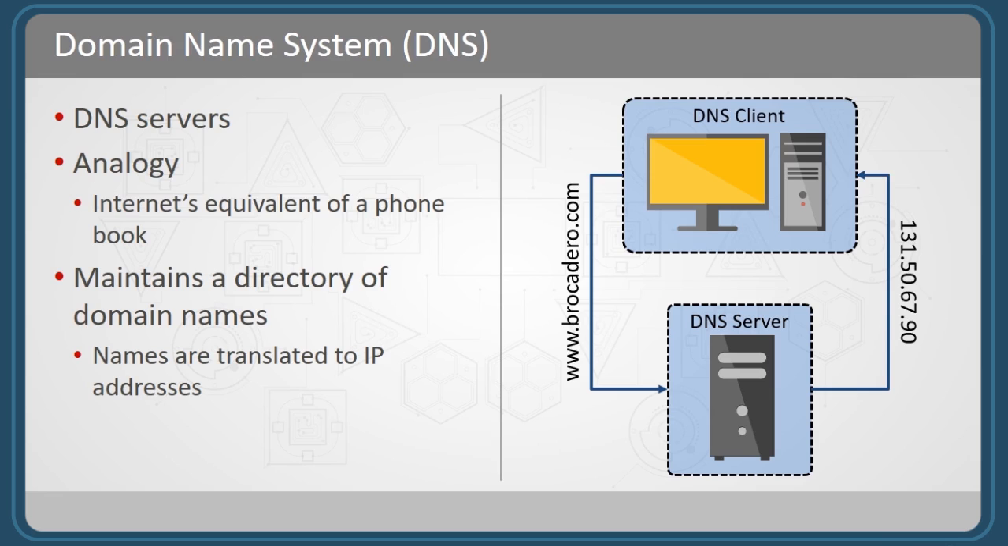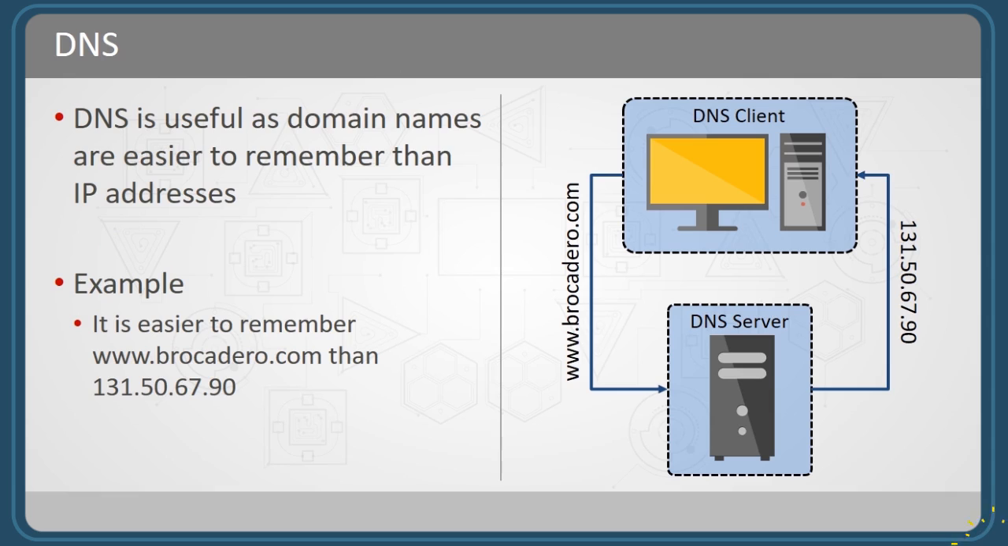So this is essentially the main job of DNS, to translate that name to an IP address, just like a phone book translates a person's name to their phone number. And this exists quite simply because, as human beings, we remember names much more easily than IP addresses. Again, the example, www.brocadero.com. It's easier to remember that than 131.50.67.90. And even if you think, well, that number's not really all that hard to remember, that's fine.